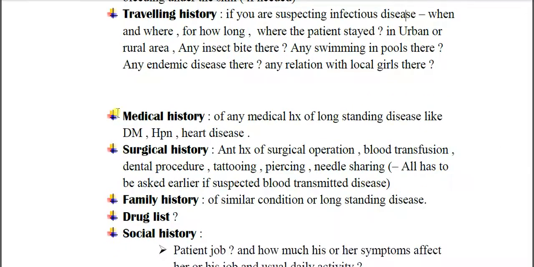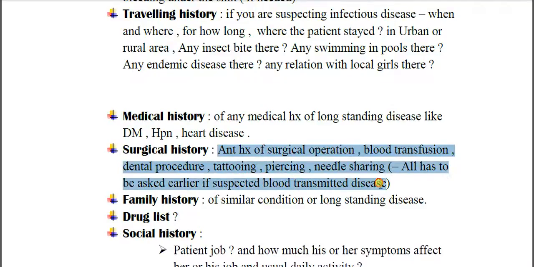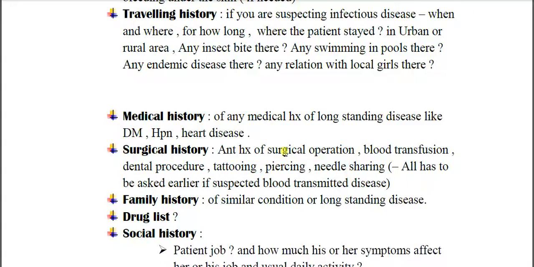Then the medical history. Any medical history of long-standing disease like diabetes mellitus, hypertension, heart disease. Surgical history. Any history of surgical operation, blood transfusion, dental procedures, tattooing, piercing, needle sharing. This is a very important question to be asked, especially if you are suspecting a patient has HIV infection or any blood transmitted disease or sexually transmitted disease. Any history of surgical operations, blood transfusions, dental procedures, tattooing, piercing, needle sharing.